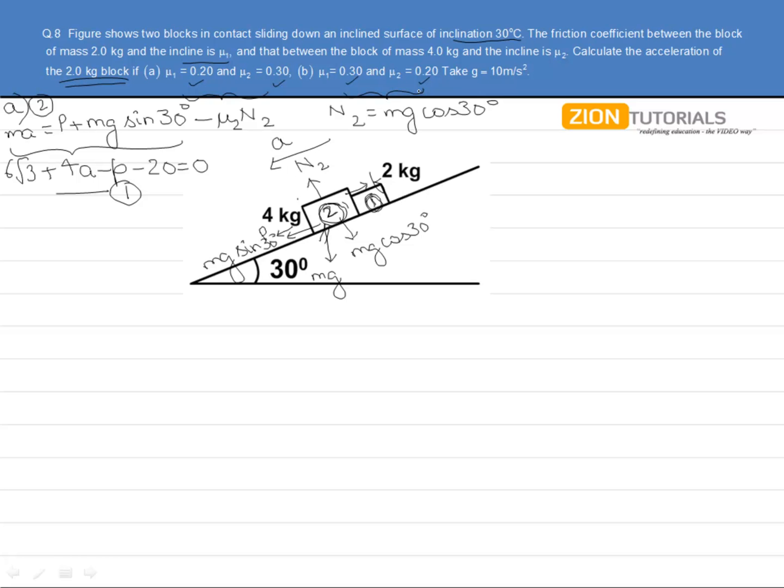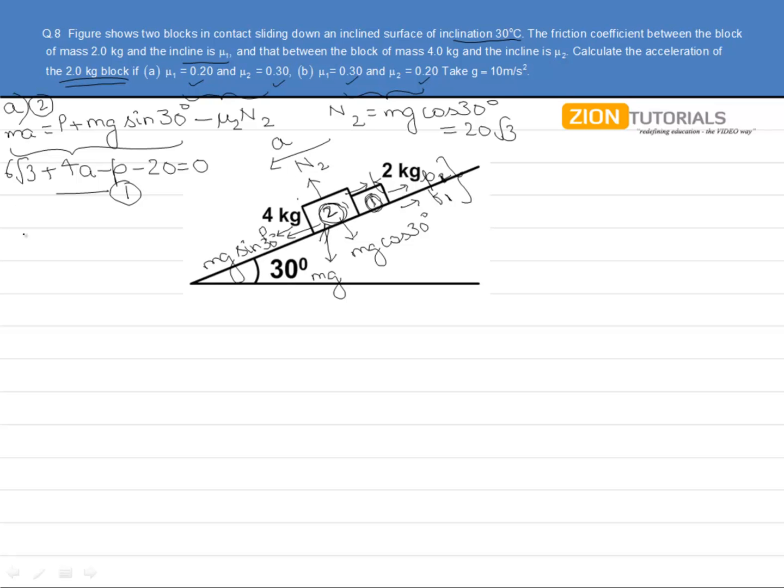If we calculate the value for this, it comes to be 20 root 3, which we have put in this equation. Now moving on to the first block, the pushing force will be equal and opposite on both the blocks. So on block 1, the pushing force will be along the wedge in the upward direction. Also the friction will be in the upward direction because the block is accelerating in the downward direction. These are the forces for block 1.